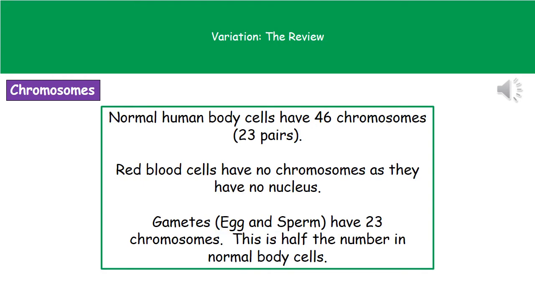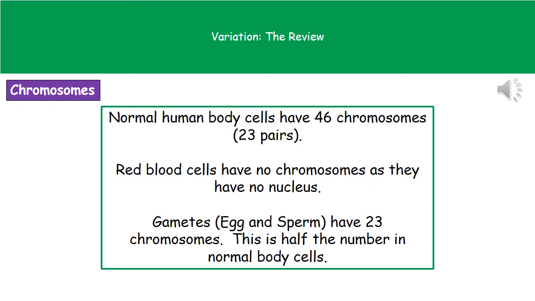We need to remember how many chromosomes are present in different cells. So in a normal human body cell, there are 46 chromosomes, and that's made up of 23 pairs. If we're thinking about a red blood cell, they're an exception to this whole thing. They have no chromosomes at all because they have no nucleus. And then finally, our gametes, which are the sperm and the egg, they've got half the number of chromosomes of the normal body cell. So they've only got 23 chromosomes.